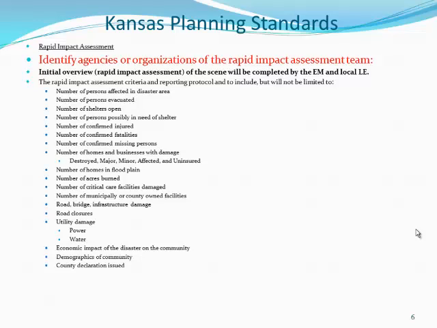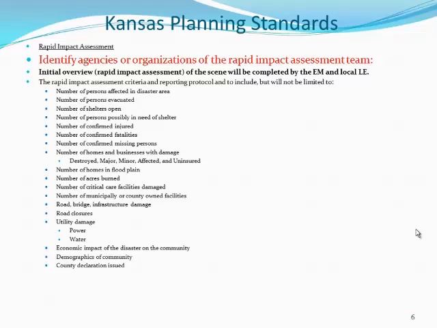The first thing we want to talk about is rapid impact assessment. The question asks you to identify agencies or organizations that are responsible for the rapid impact assessment team. The rapid impact assessment has to follow certain criteria and reporting protocols, such as the number of people in the area and the number of persons evacuated. You want to identify who is going to do this.